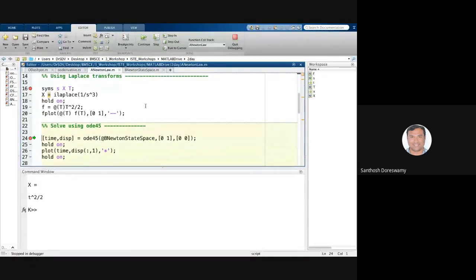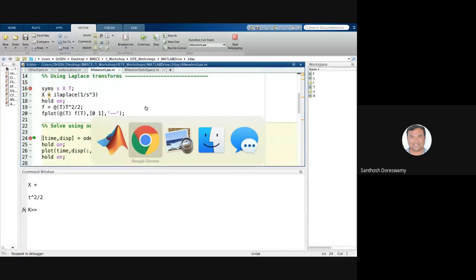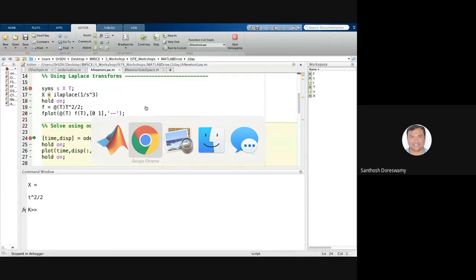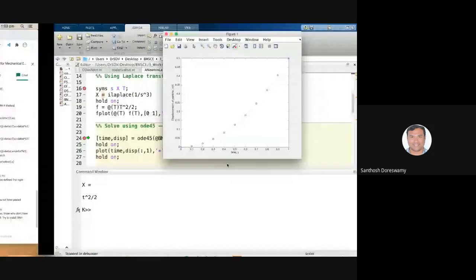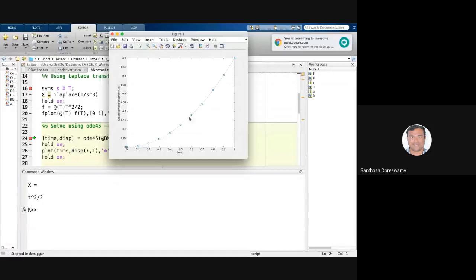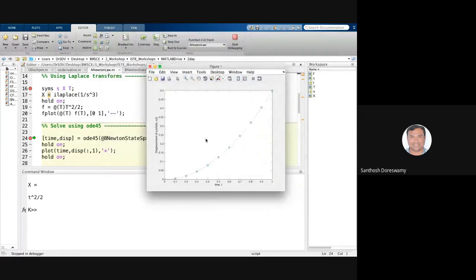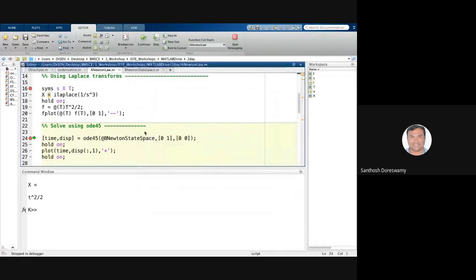There we go. Here, those dotted lines represent a solution using the fplot command to plot the solution using the Laplace transform. I've used the inverse Laplace transform here with the symbolic variables. And third, we will try to execute the iterative solver, which is the ODE45 solver.